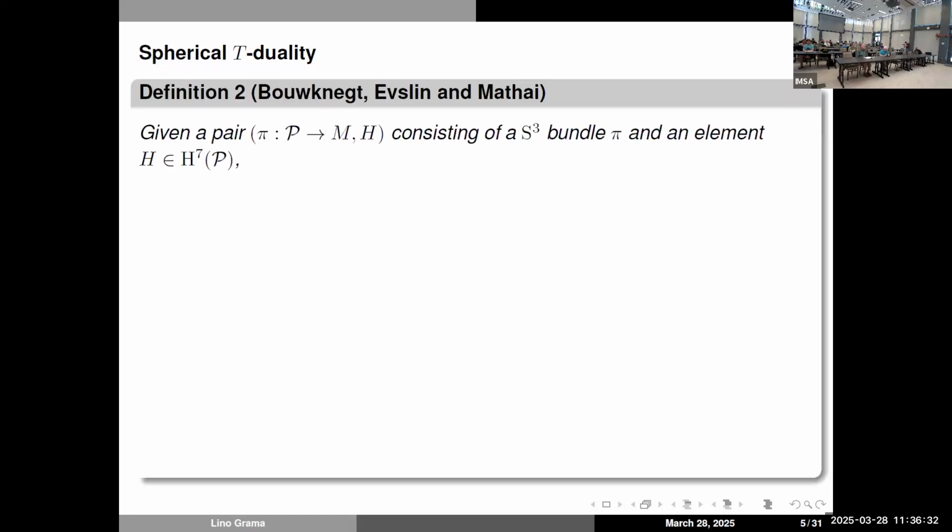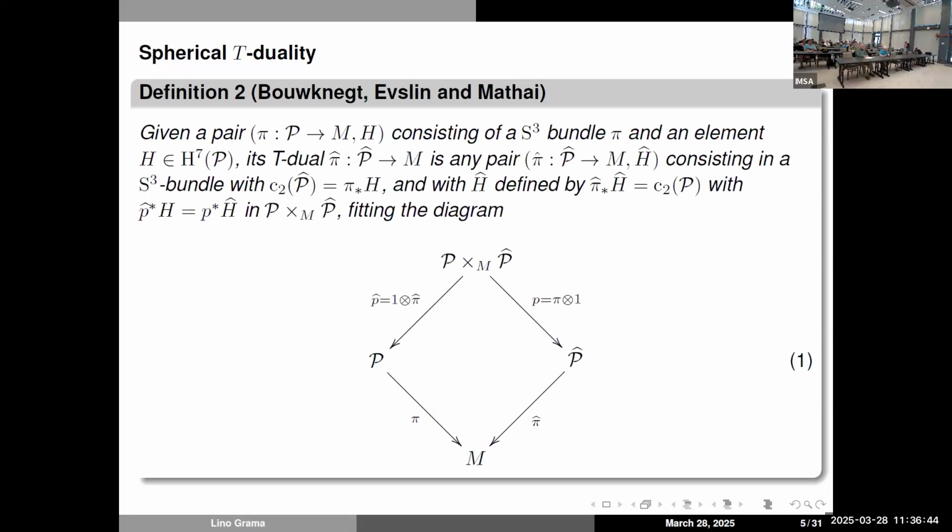By now, I would like to leave this T-duality. But now I would like to discuss the spherical T-duality. We can understand this as a non-abelian version of T-duality, because now I'd like to study principal bundles, or bundles, whose fiber is SU(2), or the sphere S3. We start again with the definition due to Bouwknegt, Evslin and Mathai. We start with an S3 bundle and a seventh homology class, H, in the total space.